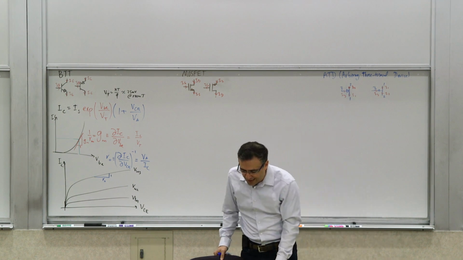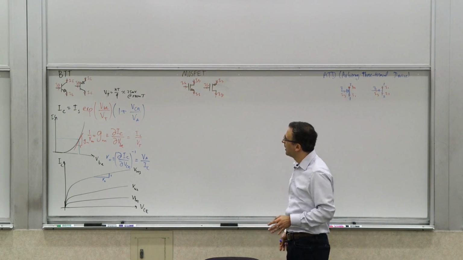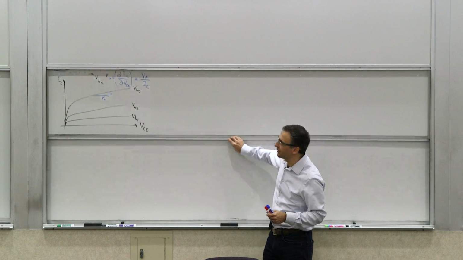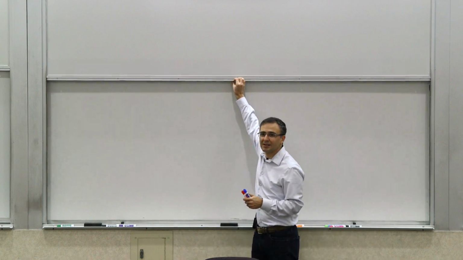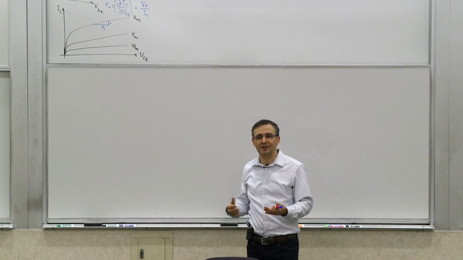Okay, so that's the very basic behavior of the BJT, right? And we'll come back to MOSFET and our arbitrary device later. So let's see what this does in terms of designing an amplifier. We still haven't designed an amplifier yet. We haven't designed our first amplifier.